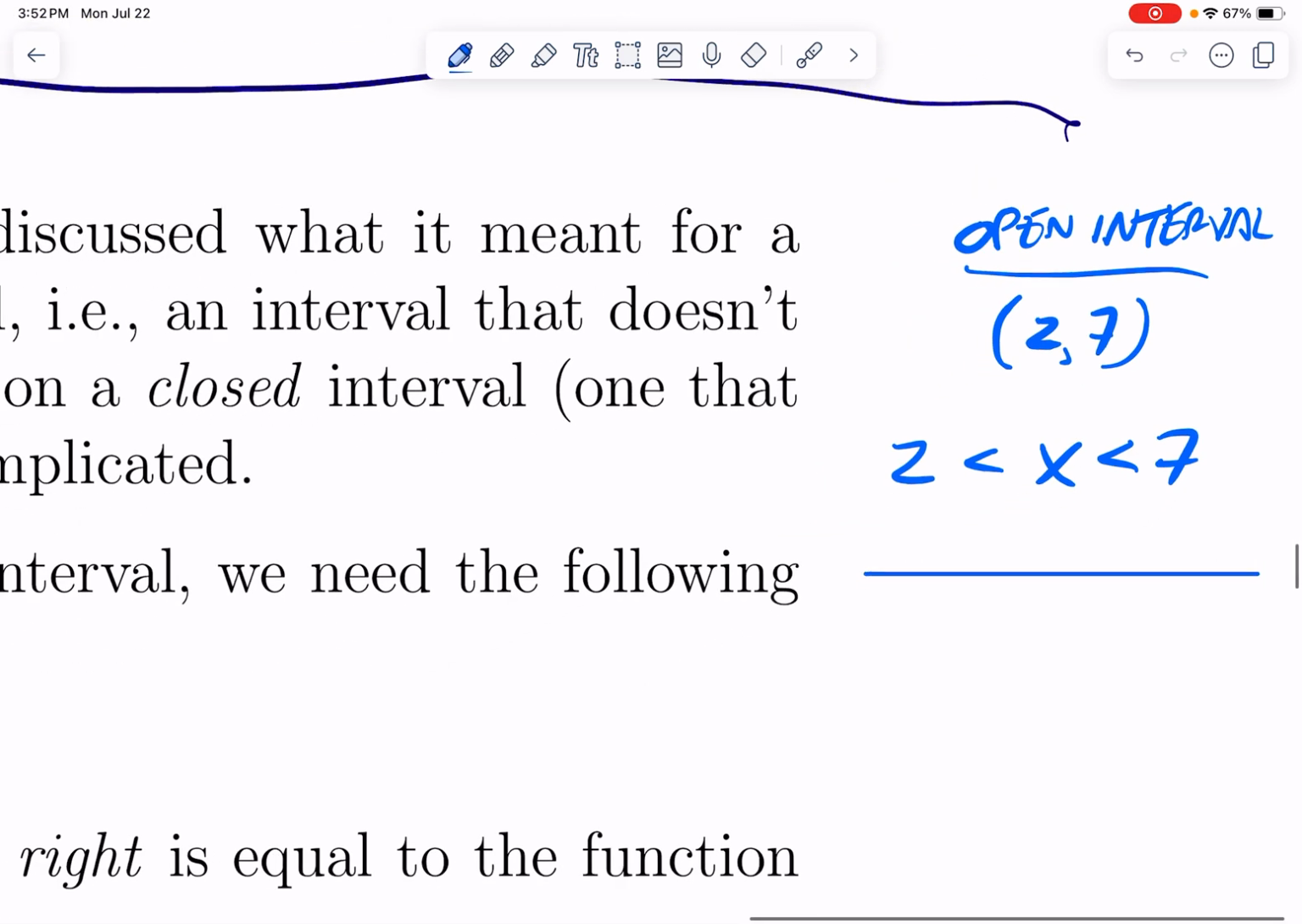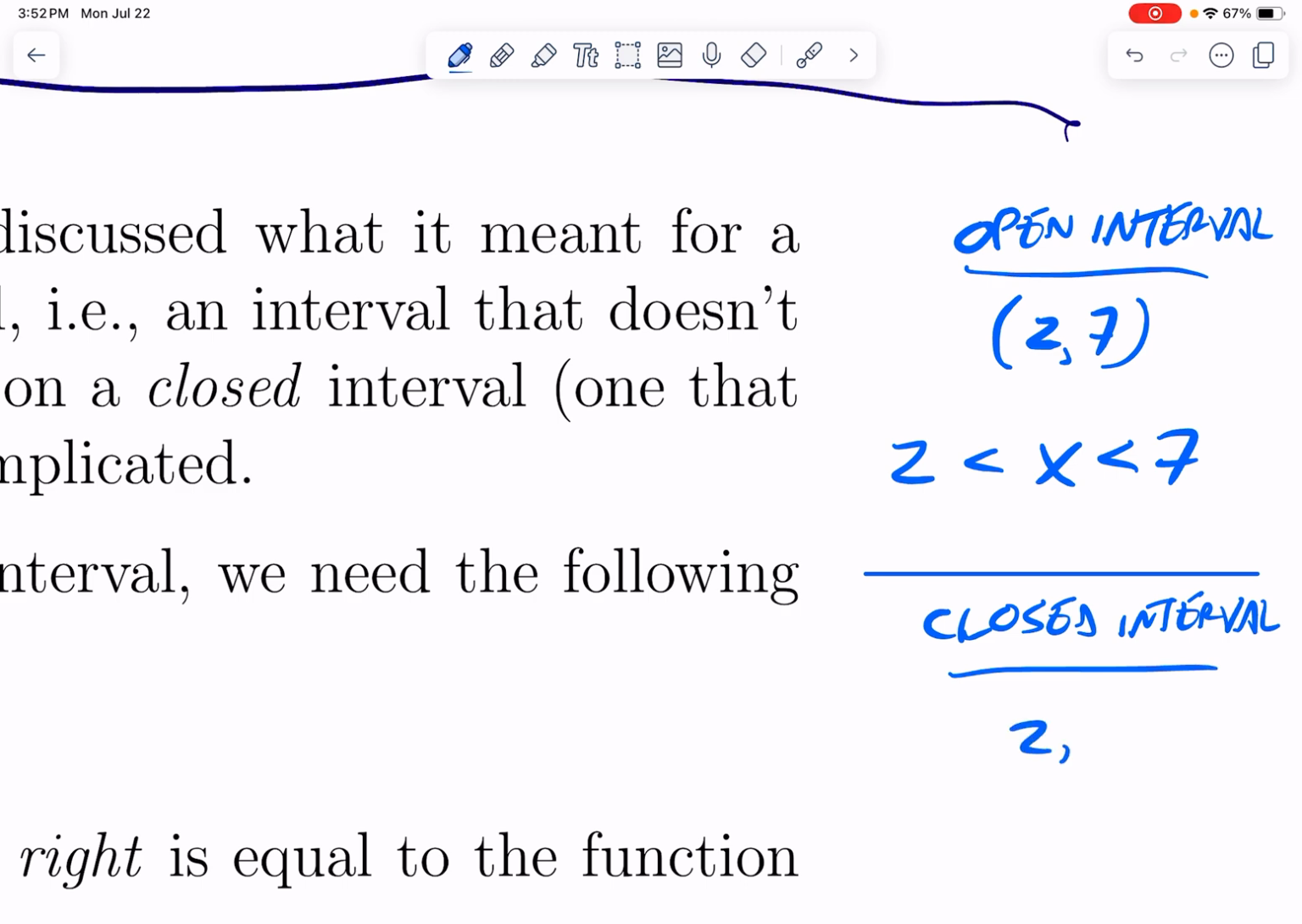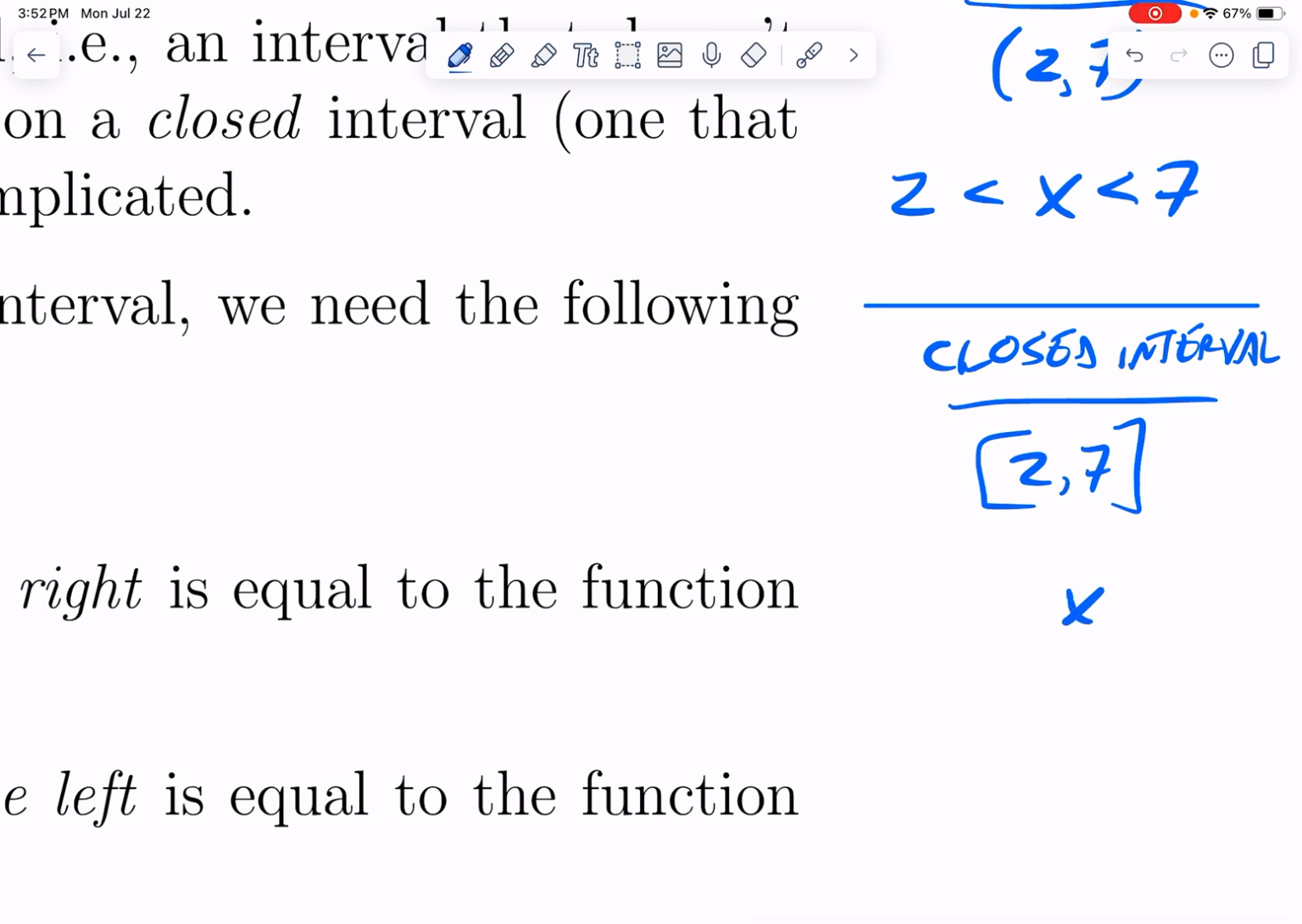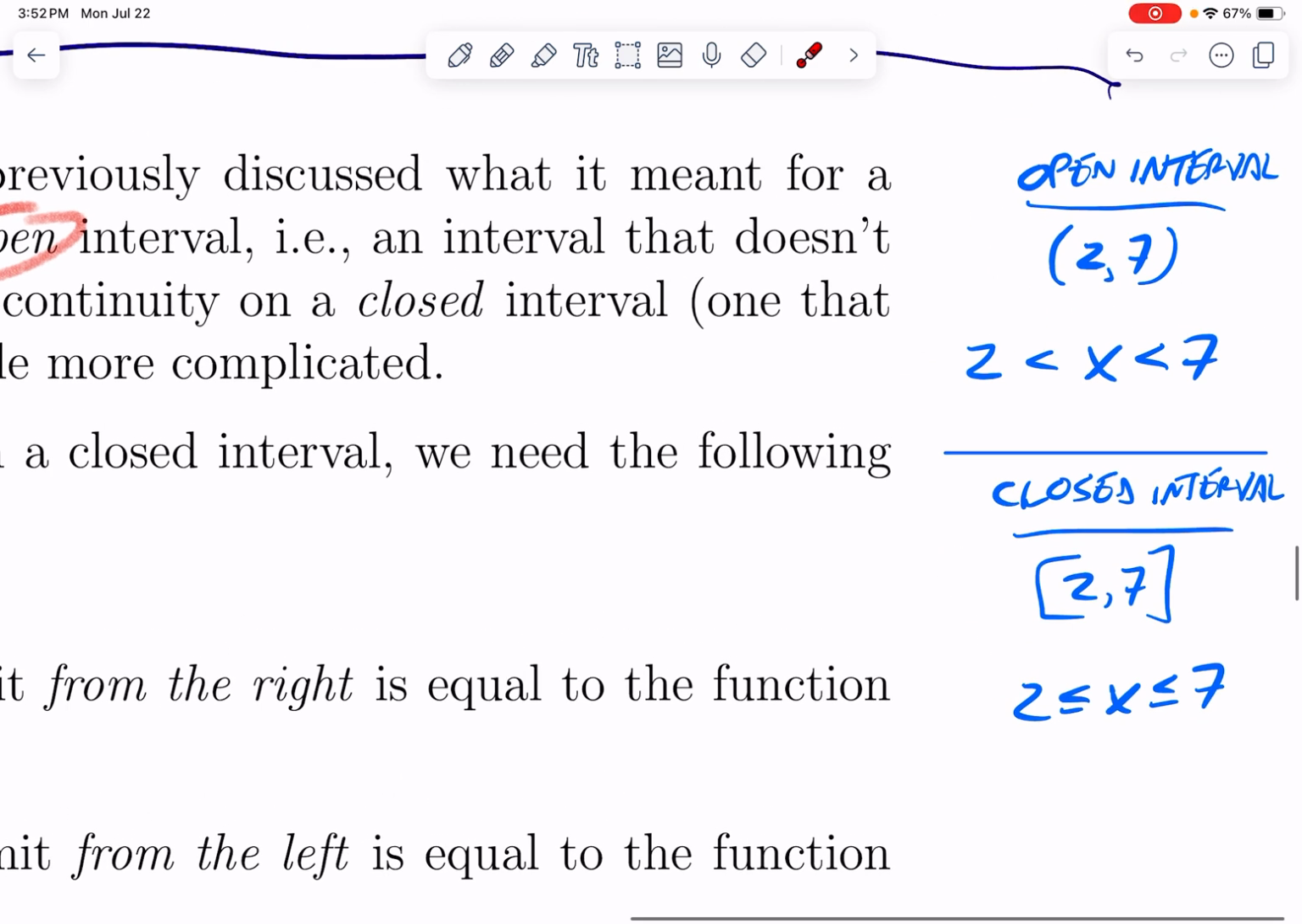The other kind of interval that comes up a lot is a closed interval. A closed interval is written with square brackets. And when we are talking about a closed interval, those endpoints are included. So the closed interval is 2 and 7 and anything in between. The open interval is just the things strictly between 2 and 7.